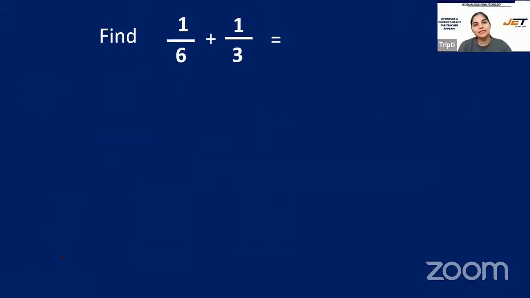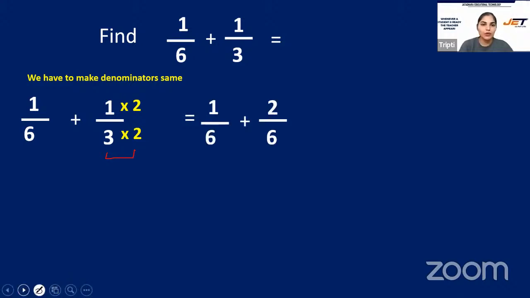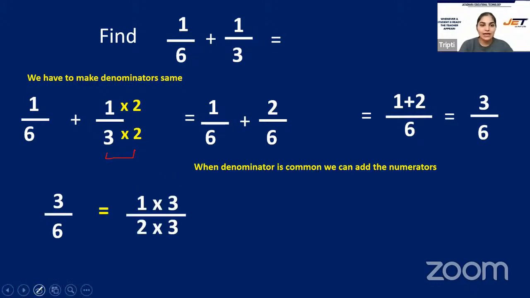1 by 6 plus 1 by 3. Here, I will not multiply the first fraction because I know if I do 3 times 2, I'll get 6 as the denominator. 1 by 6 as it is. 1 times 2 is 2, 3 times 2 is 6. 1 by 6 plus 2 by 6 is 3 by 6. Now this 3 by 6 can be further reduced or simplified. I can write 3 as 1 times 3 and 6 as 2 times 3. So 3 cancel. 1 by 2 is the answer.